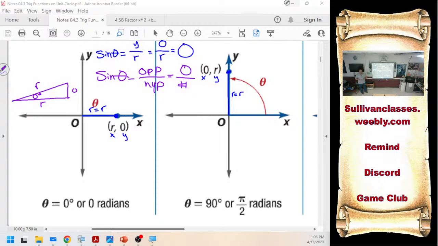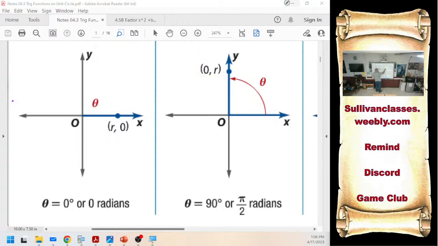The quadrantal angles are the ones that get weird because they're going to have either 0, 1, -1, or undefined. What if I was at this guy and I asked for the tangent? The tangent of 90 degrees, the tangent of pi over 2. This is x, this is y, r is freaking r.